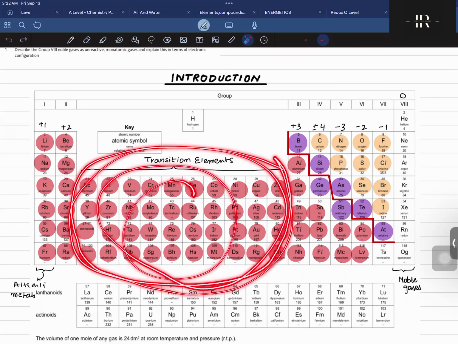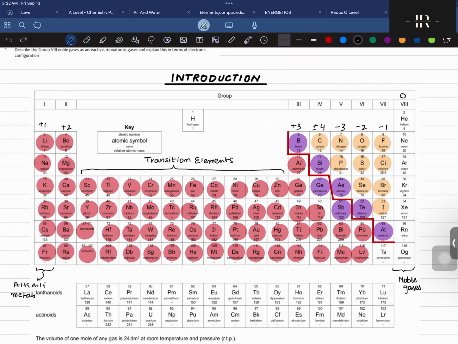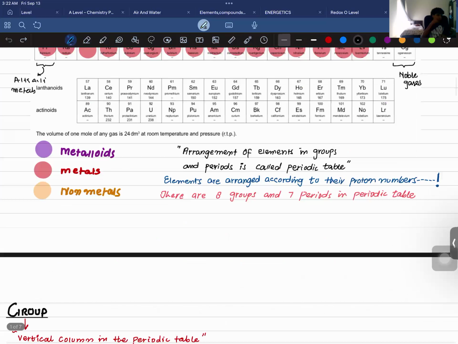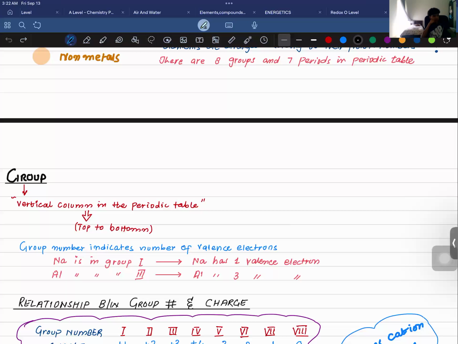If you can count, this is 1, this is 2, this is 3, this is 4, this is 5, this is 6, this is 7, this is 8. So there are a total of 8 groups in the periodic table. A vertical column in the periodic table is called a group, like talking about top to bottom.